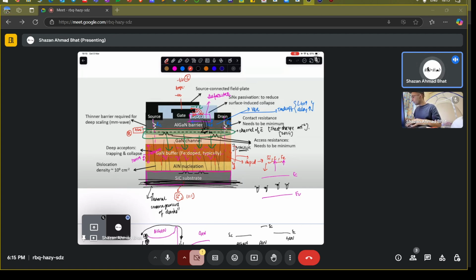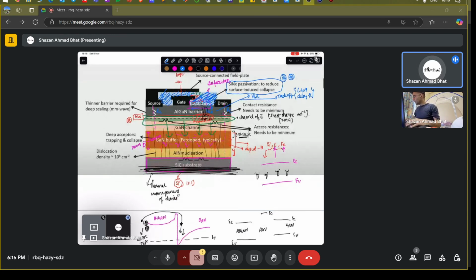As a result, it is going to affect the depletion width at this particular position. So that is again another effect which basically comes because of it. That's why you go on applying a silicon nitride capping, basically a layer over it, a passivation layer, a silicon nitride passivation layer, in order to reduce the surface induced collapse, or in order to protect these particular traps.